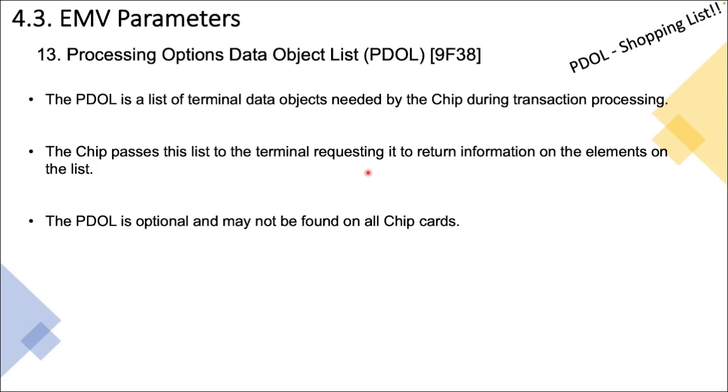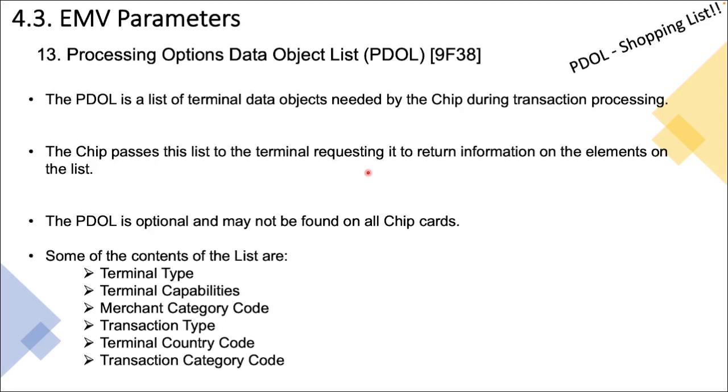PDOL is optional and may not be found on all cards. Okay. So basically, during the Get Processing Options phase of the transaction, the card will send the shopping list to the terminal and say, I need the following pieces of information, and it will give a list of tags that it requires in a particular order. The terminal will look at the shopping list and return the information that the card has asked for, in the order that it was asked for, right?